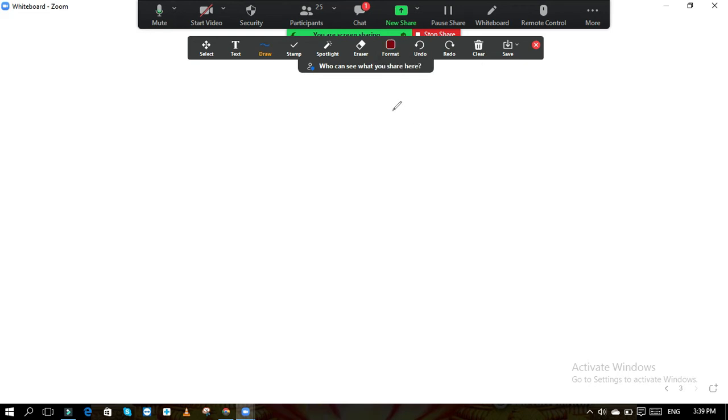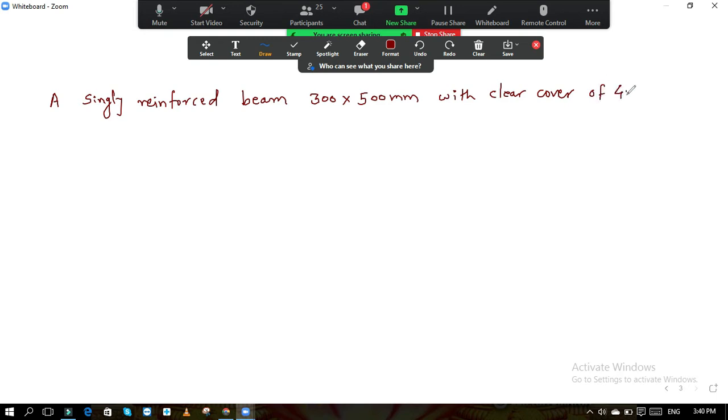Now the next numerical: a singly reinforced beam 300 by 500 mm with clear cover of 40 mm is reinforced with 4 bars of 20 mm diameter.